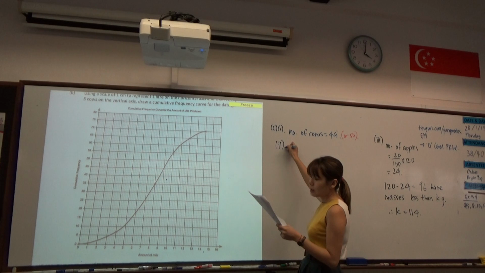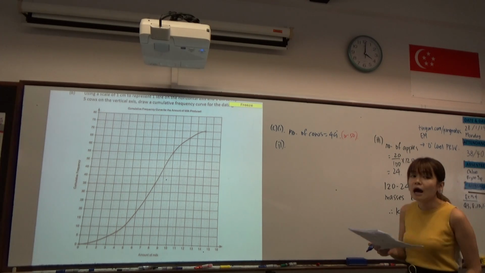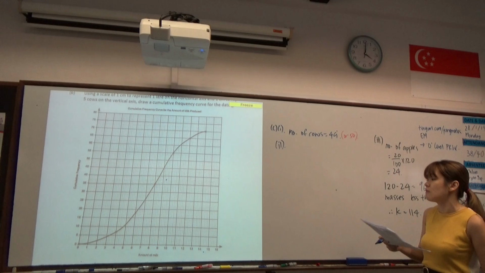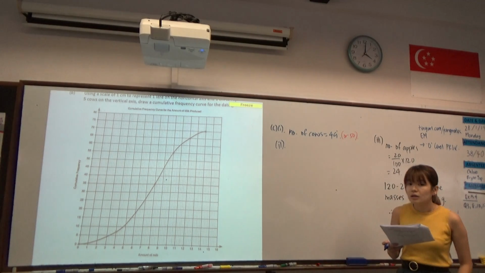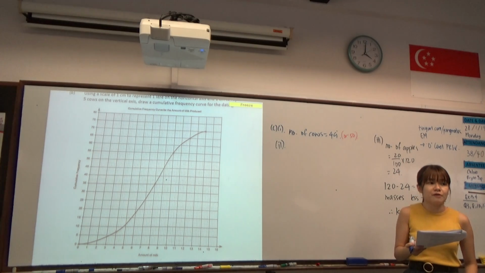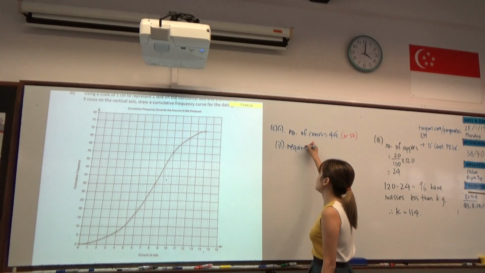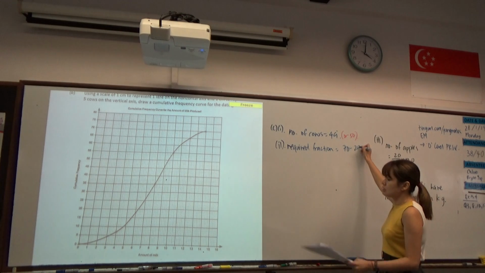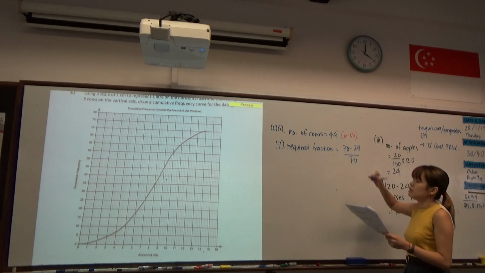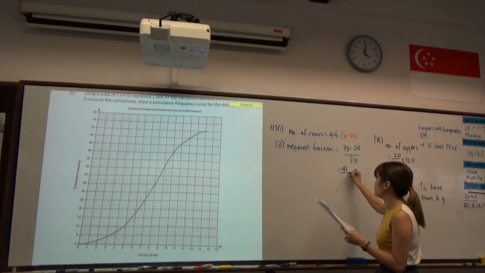Okay, so part 2, we want to find the fraction of the 70 cows that produce more than 7.4 liters of milk. So how many cows produce less than or equals to 7.4 liters? 29. 29, right? Okay, so to find out more than, we will need to take 70 minus away 29. So the required fraction is 70 minus 29 over 70. So we get 41 over 70.